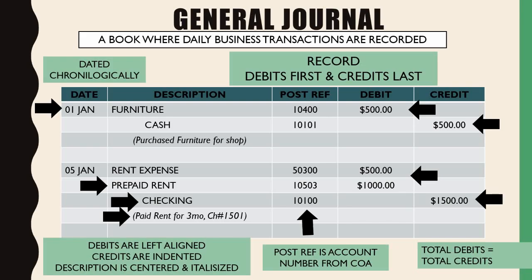The general journal. So this is what it means to journalize a transaction. We put it in a book called a general journal. So again, it's a book where you record all your business transactions. Straightforward. Now, how do I organize it? How do I start? Now, in this case, as you can see, a lot of arrows everywhere, but that's okay.